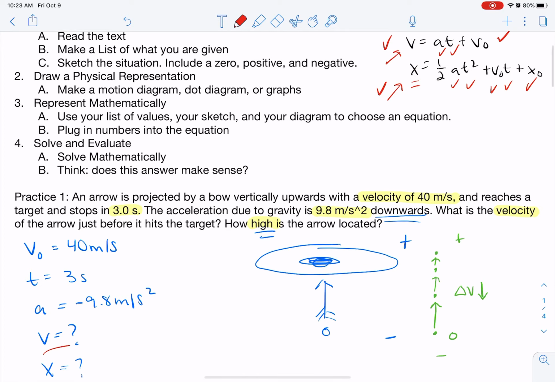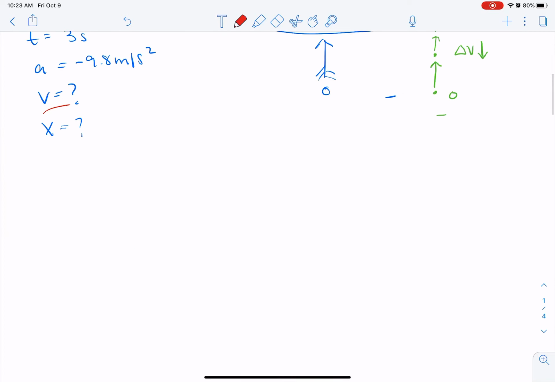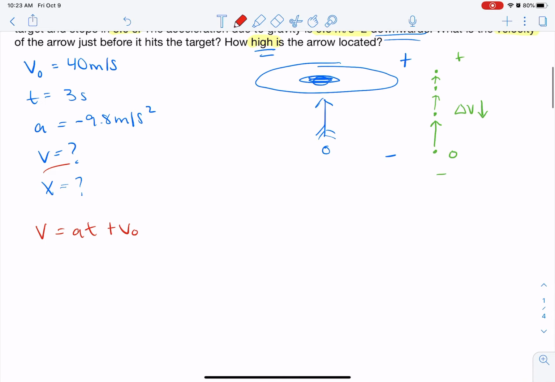Let's start with the velocity. So I'm going to use my equation v equals at plus v naught. Now I'm going to plug in. I don't know what my v is, but I know my a is negative 9.8. Again, I'm dropping those units just for now to do the math. Make sure you remember that's negative. Our time is 3 seconds, plus our starting velocity is 40 meters per second.